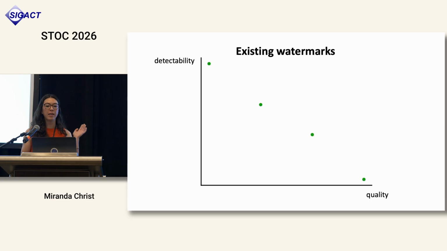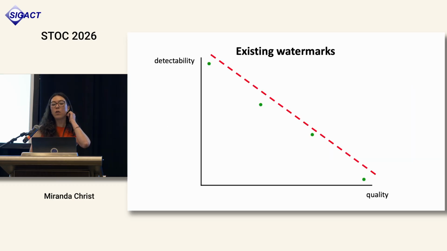Many of the watermarks that I already cited exhibited a trade-off between these two properties that we want. The better detectability you have, the worse quality you have. So there seemed to be some kind of barrier that you couldn't cross. If you wanted better detectability, you would have to give up on quality. The best way to see why this apparent barrier was occurring is to walk through a simple watermarking scheme. I'll do that first by telling you a little bit about how LLMs work.